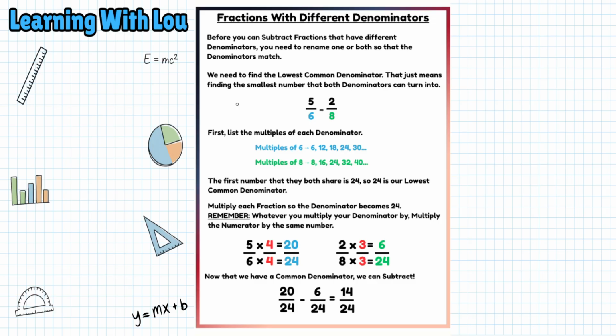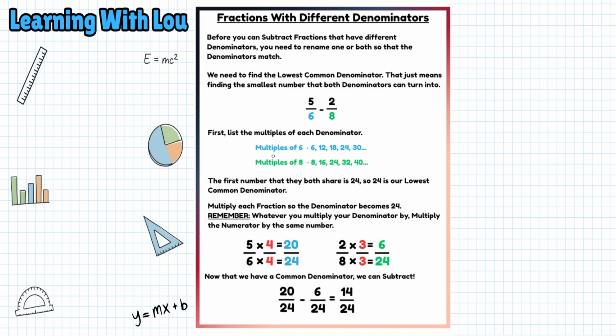Before you can subtract fractions that have two different denominators, you're going to have to find the lowest common denominator. That just means you have to find the smallest number that both of your denominators can turn into using multiplication. For example, here my two denominators are 6 and 8.